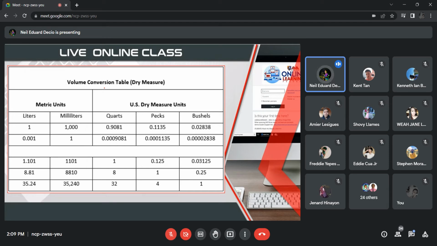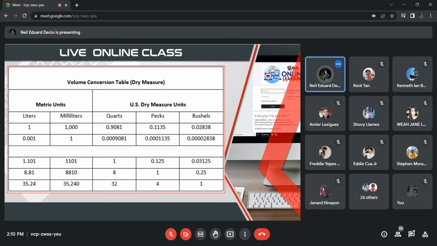Okay? So we have quarts, pecks, and bushels. And then, of course, yung basis natin from SI unit is liters kasi volume nga. Okay, so 1 liter is approximately equal to 0.9081 quarts. And then 1 liter is also equal to 0.1135 pecks. And 1 liter is also equal to 0.02838 bushels. Okay, and so on. So let's have another example for this one.